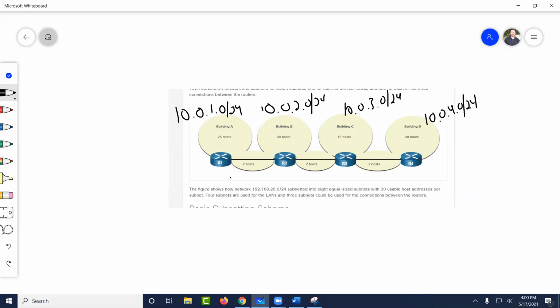And then right here, I'll do 10.0.0.0/30. And then this one will be .4/30. This will be .8/30 for my serial links. So this, folks, is that real world.